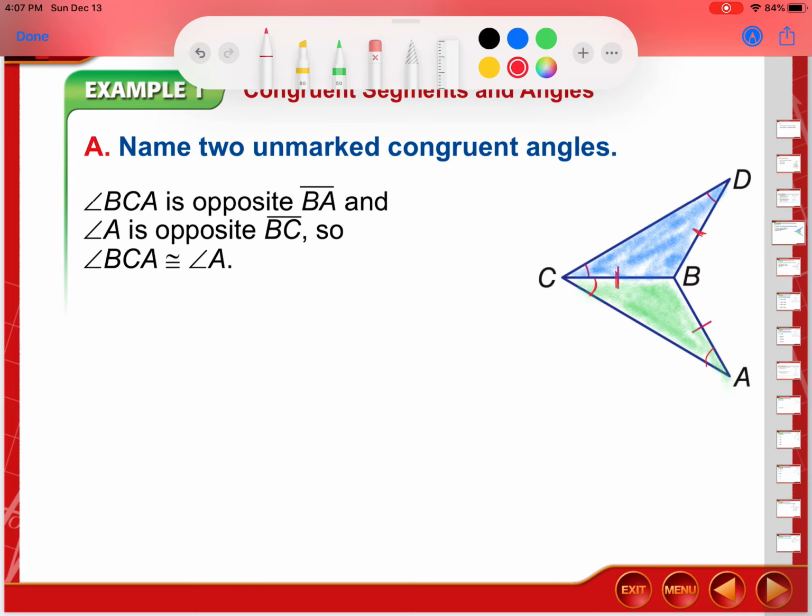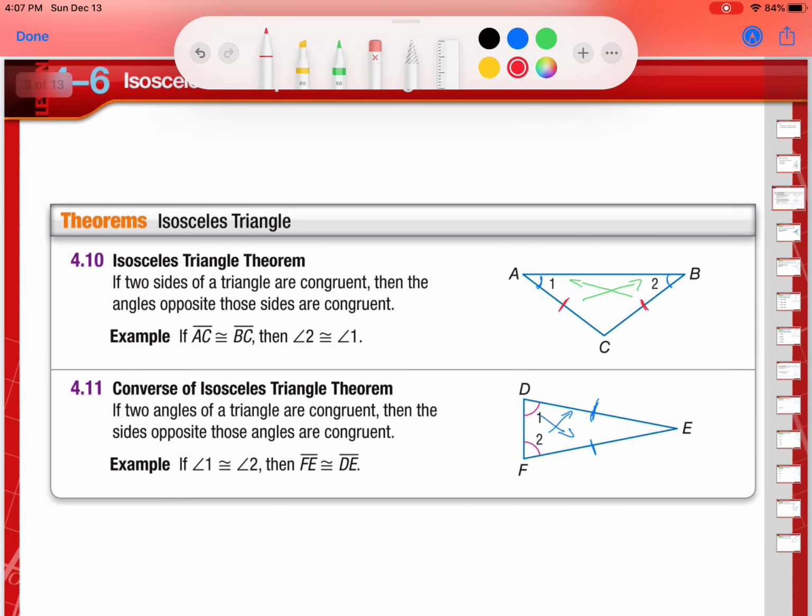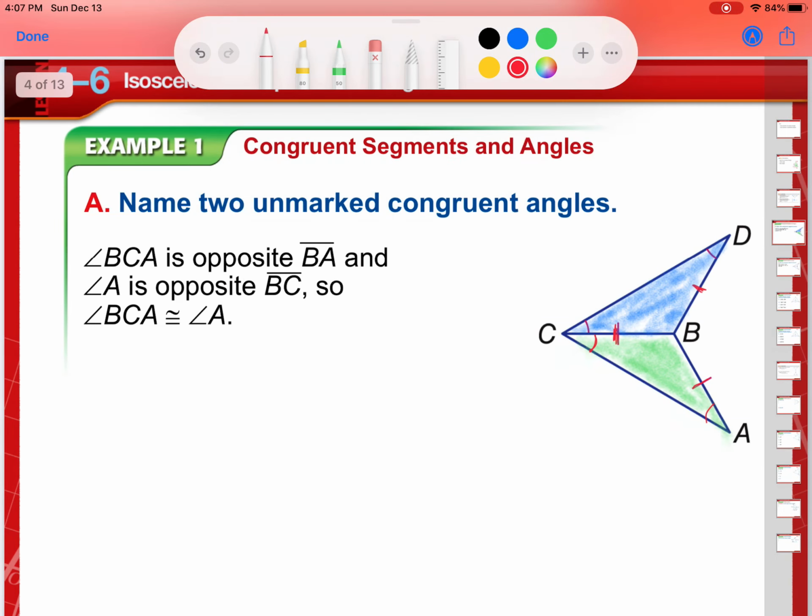Looking at this without doing any of that, we could have said, okay, angle C and angle A are going to be congruent, and they're both unmarked. And why is that? Because right off the bat, they had line CB and line BA labeled as congruent. And if we look back to our Isosceles angle theorem, that tells us those two base angles must be congruent as well. So we can use that to say angle C is congruent to angle A.